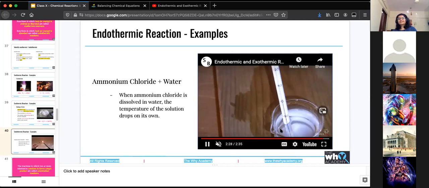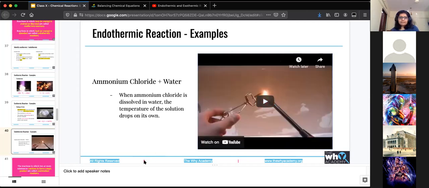Miss, what does it form? The reaction, I'll write it down. So ammonium is NH4, chloride is Cl, plus water is H2O, gives ammonium hydroxide NH4OH plus HCl.